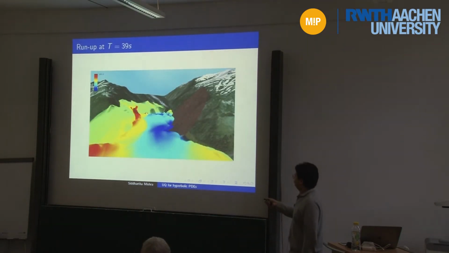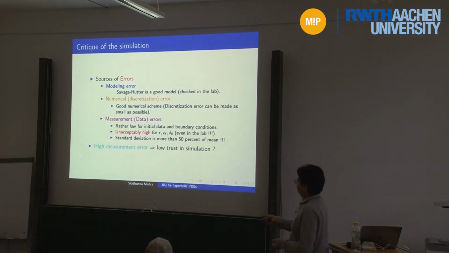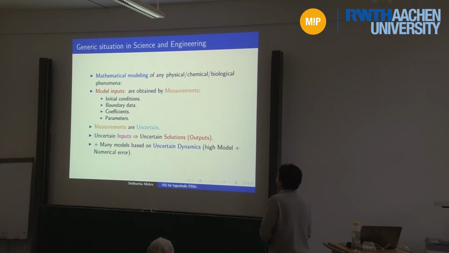So this simulation could very well be useless because, as we can never make these measurements precisely, by changing the parameters slightly, you might get a completely different answer. And this is the crux of it: high measurement error implies very low trust in your simulations. And this, I would advocate, is a generic situation in science and engineering, that whenever we have to make simulations, we have tons of inputs like coefficients, parameters, initial and boundary data.